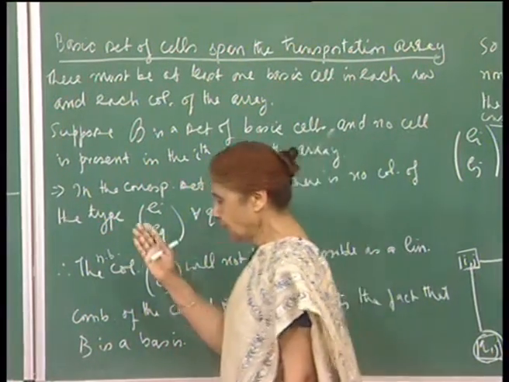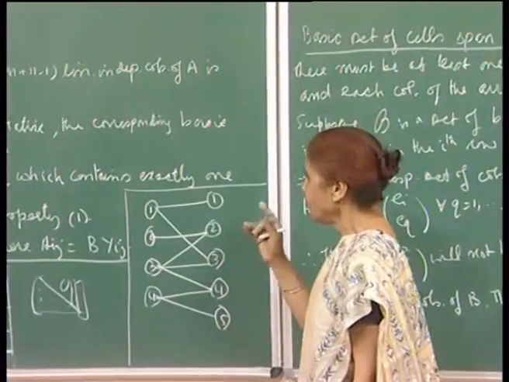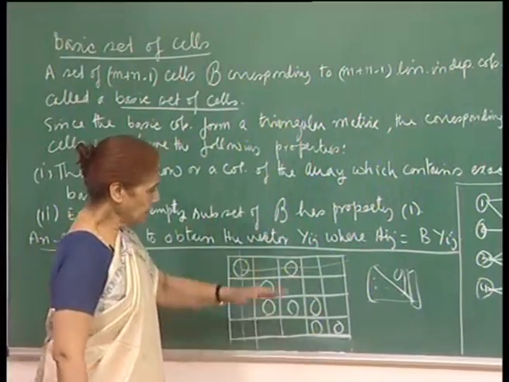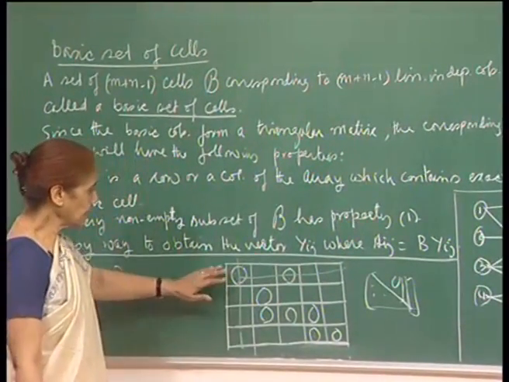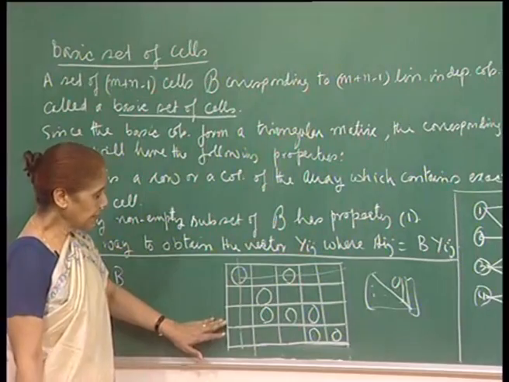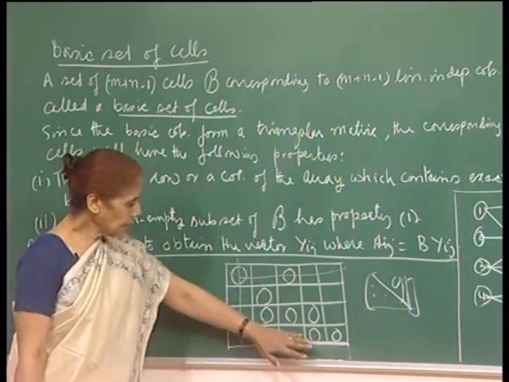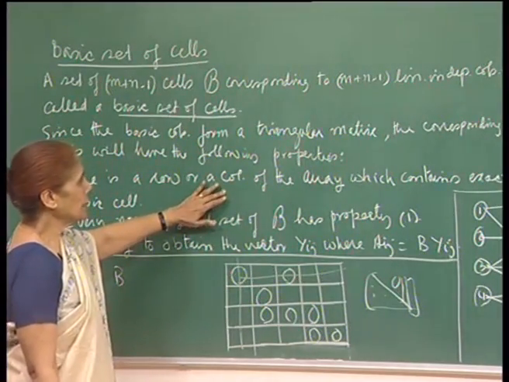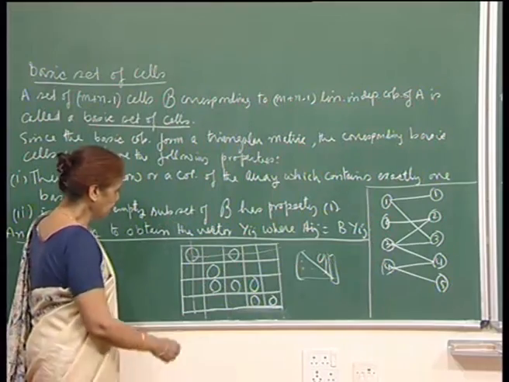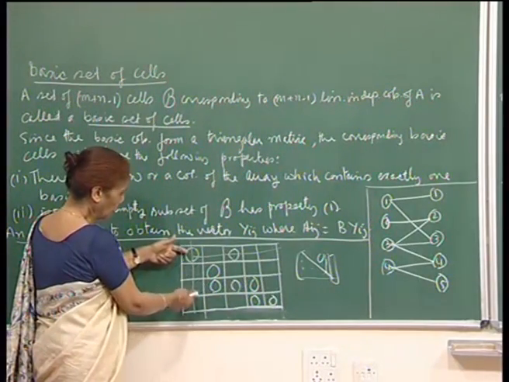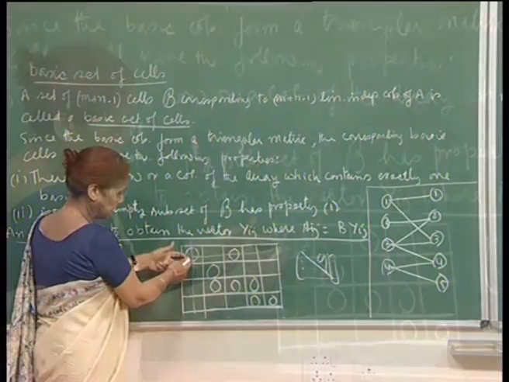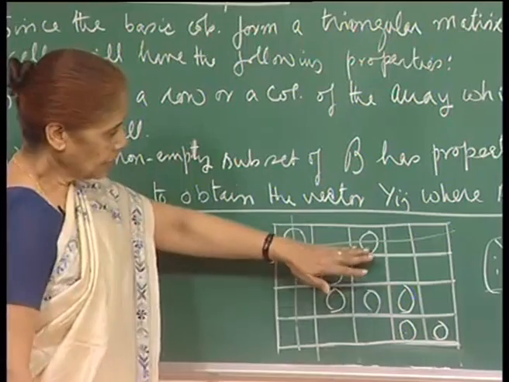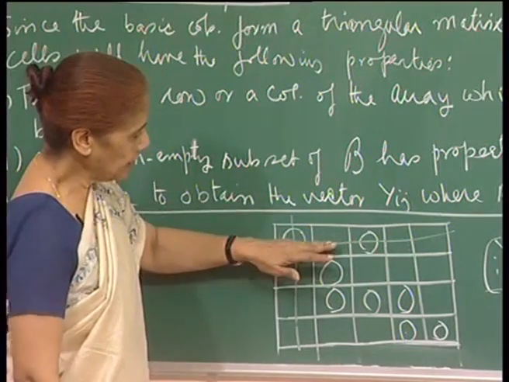So, for a basic set of cells, there must be at least one cell in each row and in each column. Now let me try to demonstrate what we mean by that. For example, if I take this 4 by 5 transportation array and I have this collection of basic cells, I am trying to show you first of all the triangular property of the basis. That means there is at least one column in which there is only one basic cell. So, if you now delete this, then in the remaining subset of basic cells, you now have this cell which is the only cell in the row.